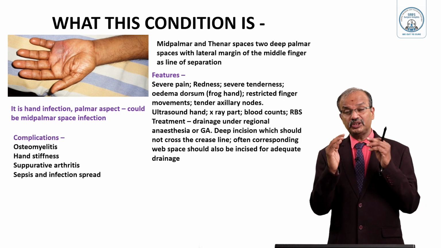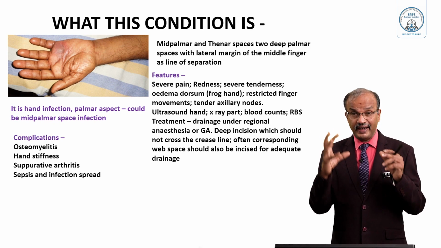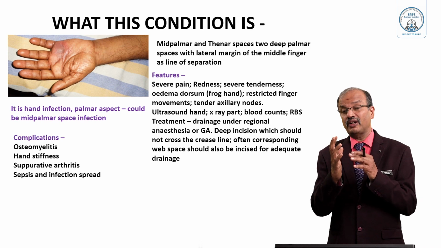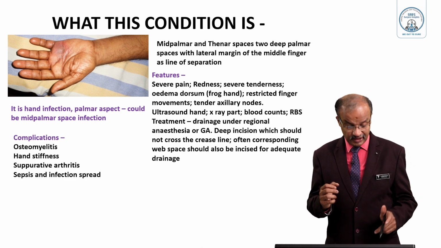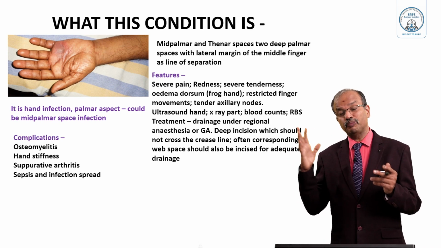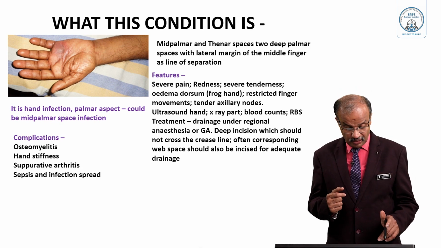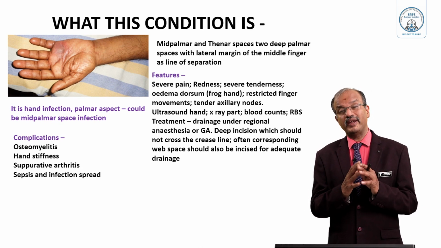Complications are osteomyelitis of the metacarpals. Hand stiffness is very, very common, and proper physiotherapy is required. Some arthritis can occur, which is very difficult to manage. Sepsis and spread of infection can occur, especially in diabetic and immunosuppressed individuals or those who are on steroids. So hand infection is a very commonly asked main question.